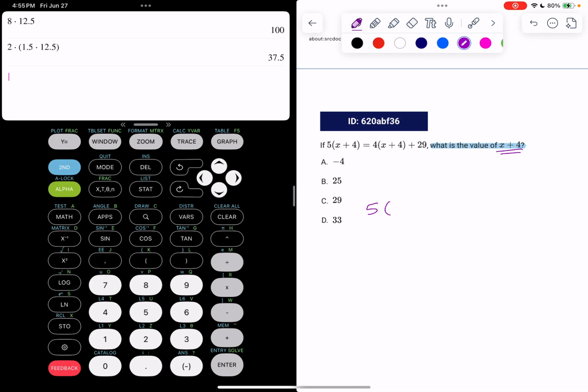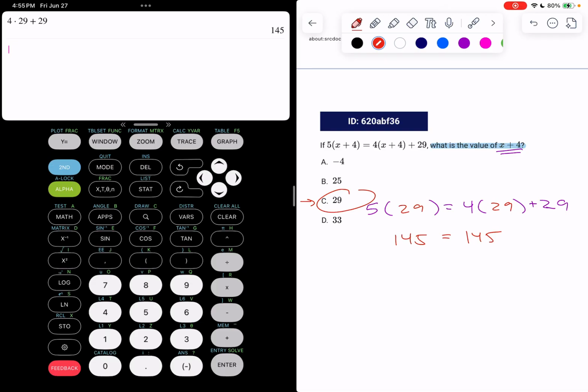So if we have 5 times (x plus 4) equals 4 times (x plus 4) plus 29, let's swap out our x plus 4s for, how about a 29? Let's put a little 29 in there. All right, 5 times 29 gives us 145. And on the other side, we have 4 times 29 plus 29. Ooh, 145 also. Looks like that one worked out. So let's circle that up. Very good. All right, let's take a look at the next one.